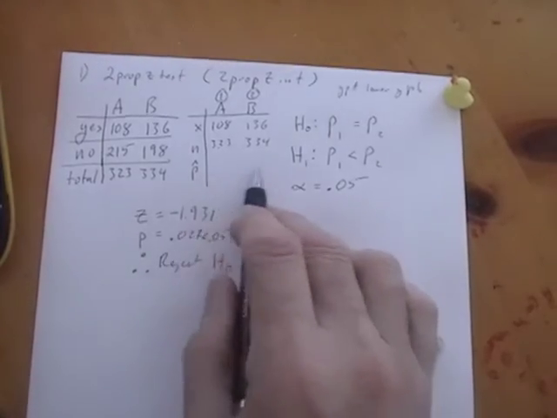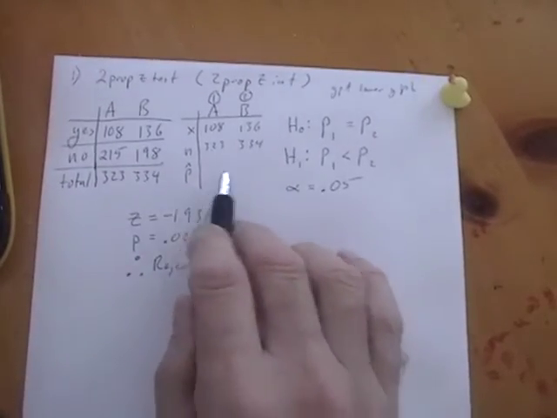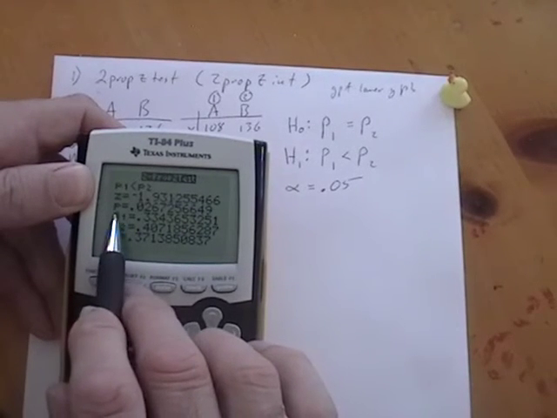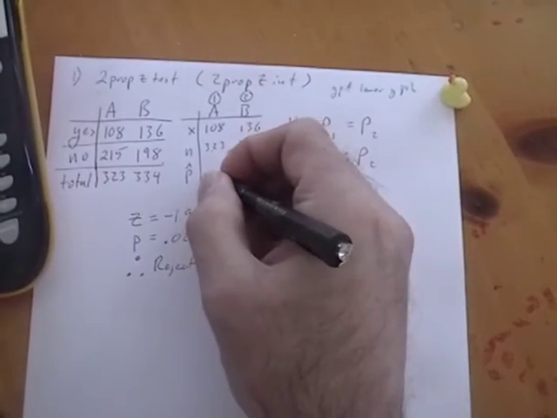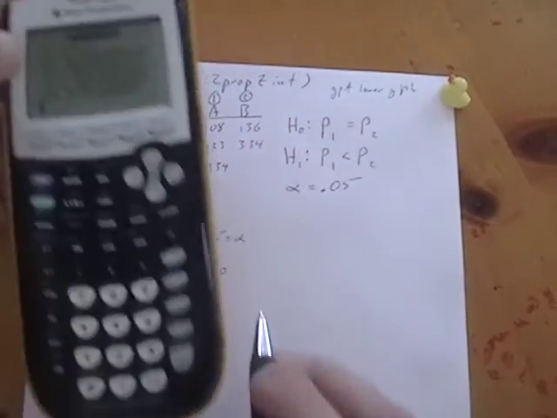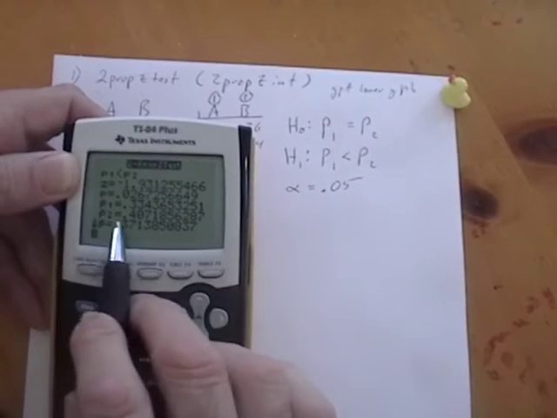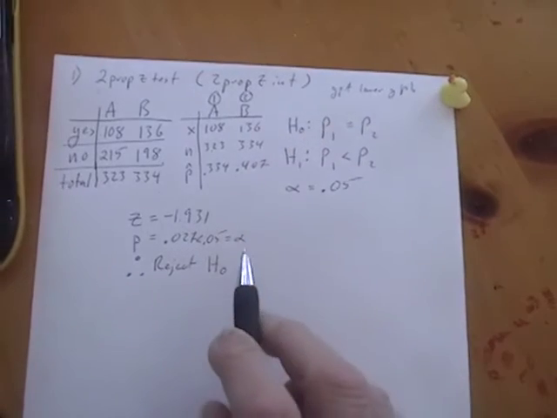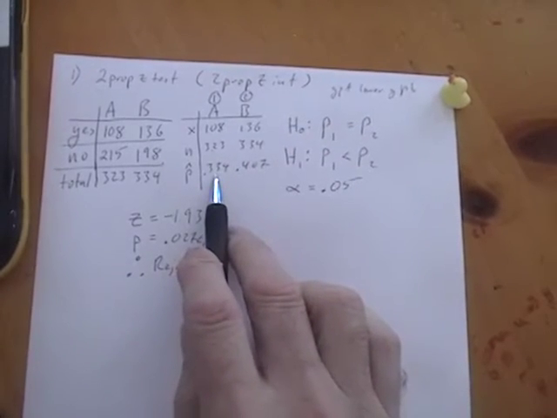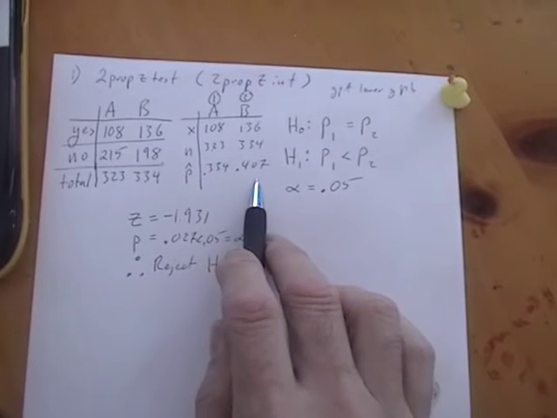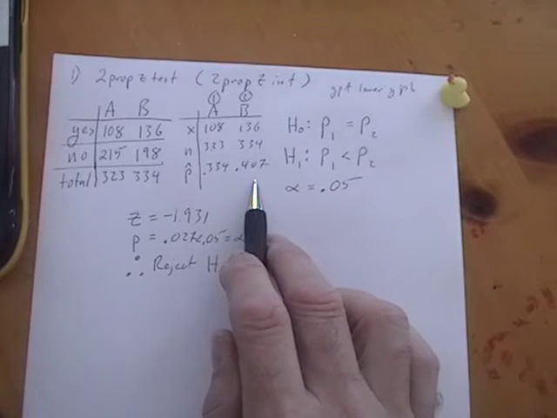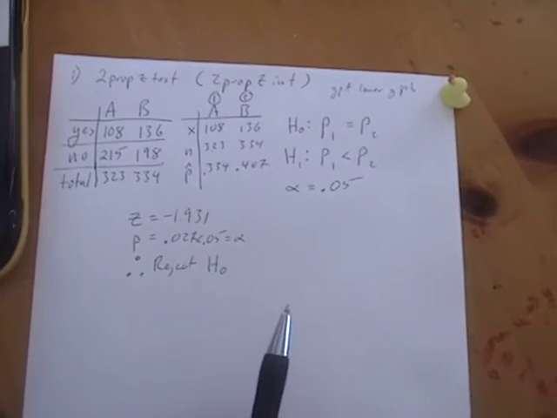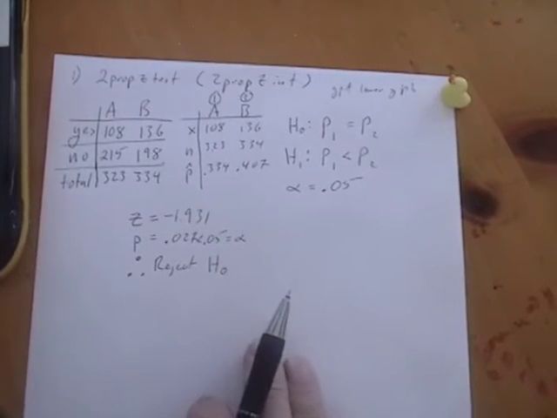I'm not quite done. I want to fill out the rest of the summary statistics information. Do you see how there's a P1 hat? That would be 0.334. There's a P2 hat, that's going to be 0.407. So, about 33% of Group A said yes, about 41% of Group B said yes, and I have enough information to say that the two groups are different. There's a natural follow-up question.